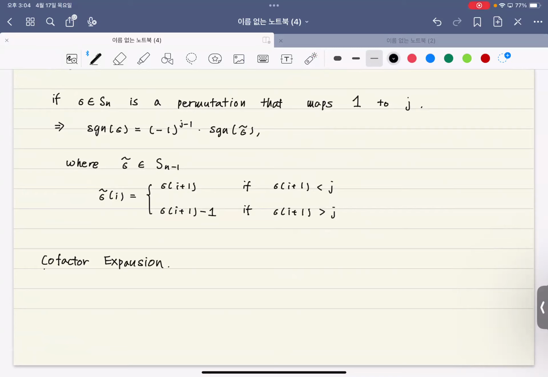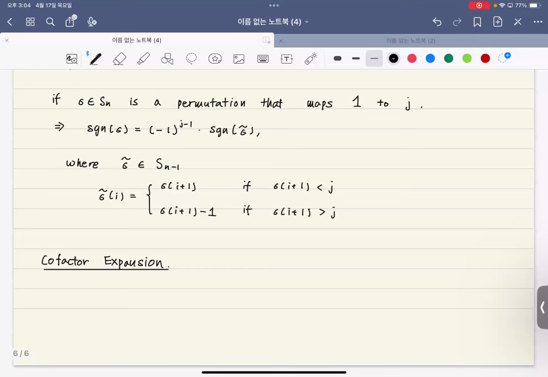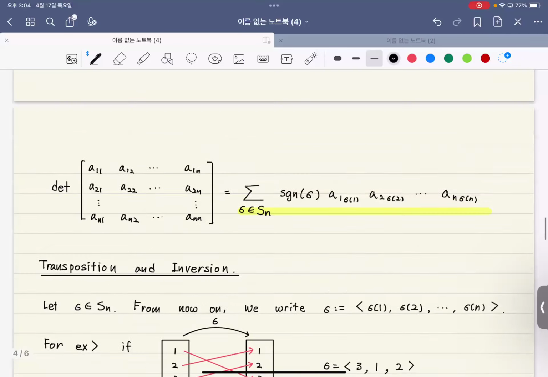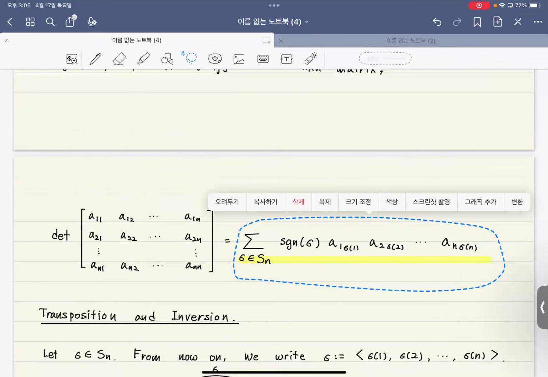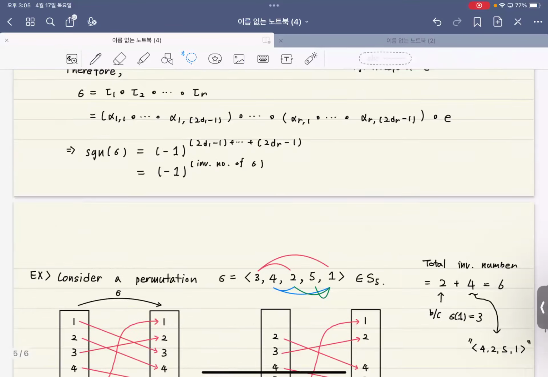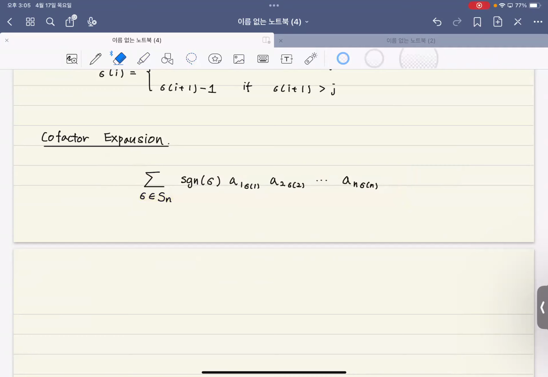The cofactor expansion. Okay, so now we came back to the determinant. So this is our determinant. So this is the determinant formula for an n by n matrix.